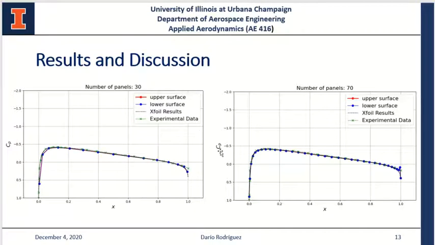Here are some of the results that I got. Both of these plots belong to the NACA 0012. Since the airfoil is symmetrical, there's no difference between the upper and lower surfaces. But it is interesting to note that both numbers of panels, this one with 30 and this one with 70, agree with XFOIL results and also with experimental data that I got from the NASA website.